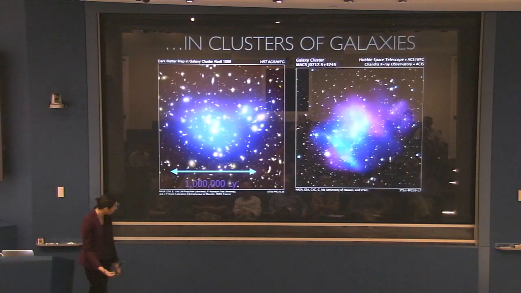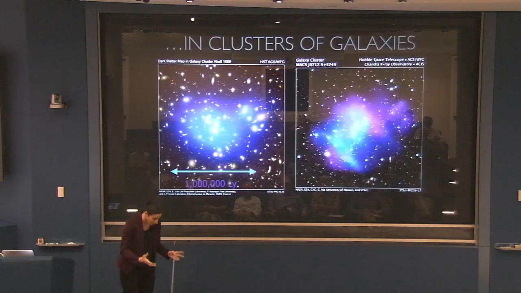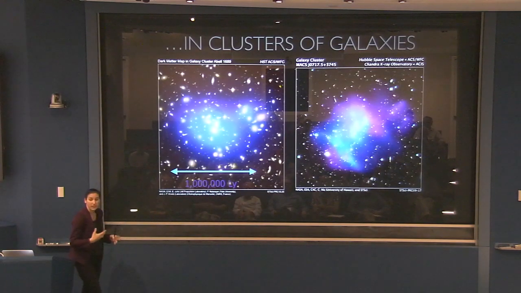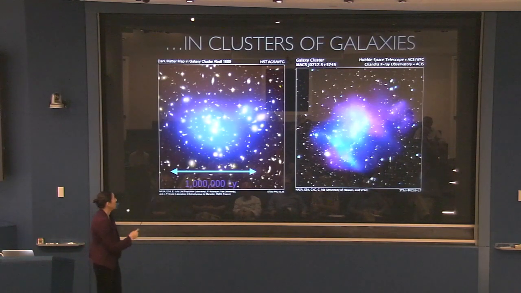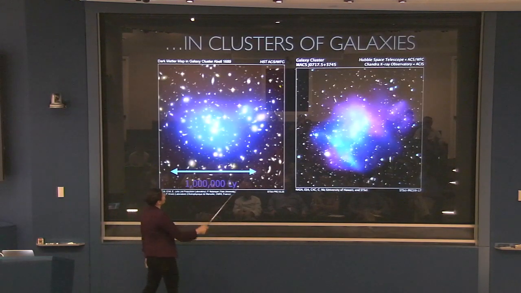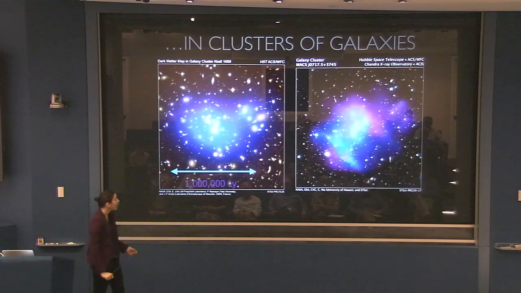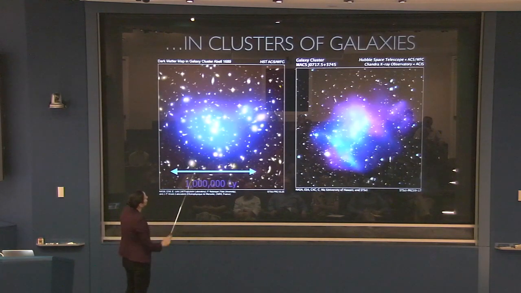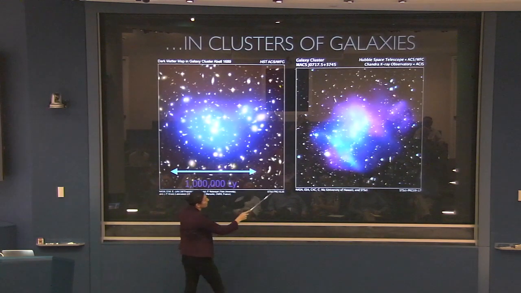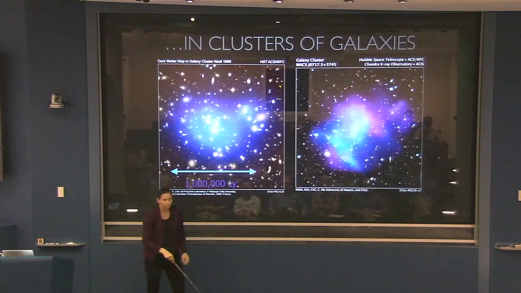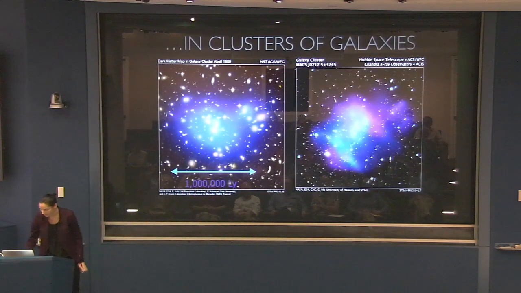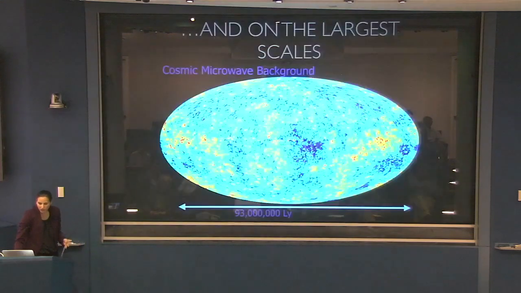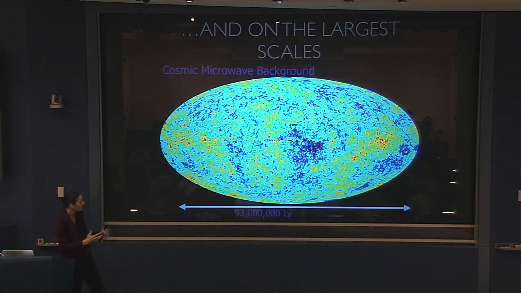Now if you go to even larger scales, so not just clusters of stars, but clusters of galaxies themselves, this is now 1 million light years across. These are images of two clusters of galaxies. Again, you see this structure. There is a concentration of galaxies in the very center of this cluster here. This one looks a little bit more disturbed. But I think the real question is, where does this stop?